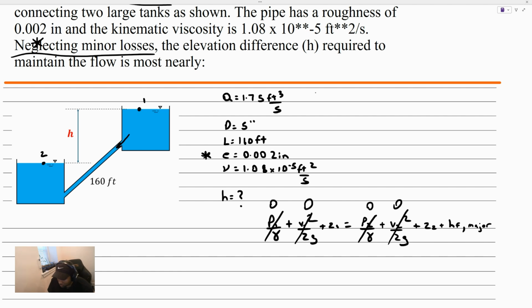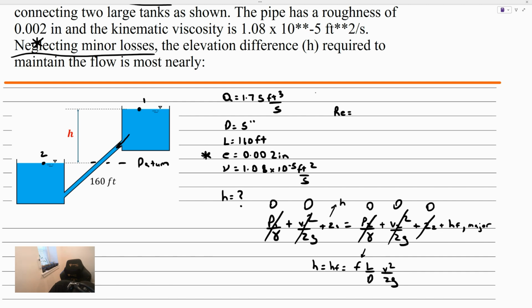We also have these elevation terms. If we make our datum aligned with point 2, the lower point, we can get rid of this Z2 value. And what we get is the Z1 value is just equal to the height H. That height H is equal to the head loss due to friction, the major loss. That's just equal to f L over D, V squared over 2g. We said that we can get this f term using the Moody diagram, but we have to know the Reynolds number as well as the relative roughness. Let's go ahead and make those calculations now.